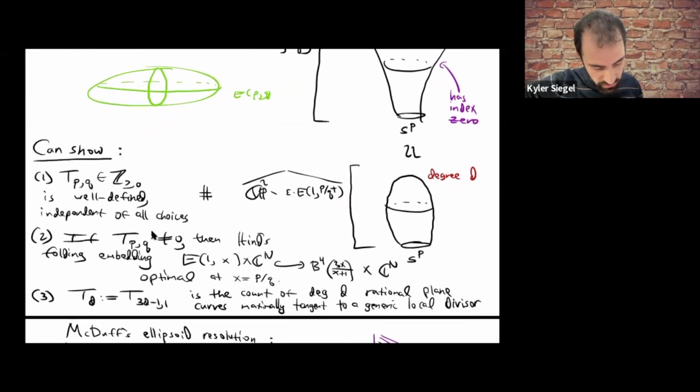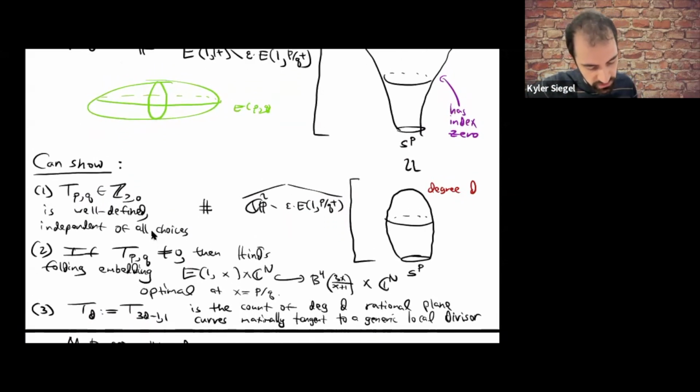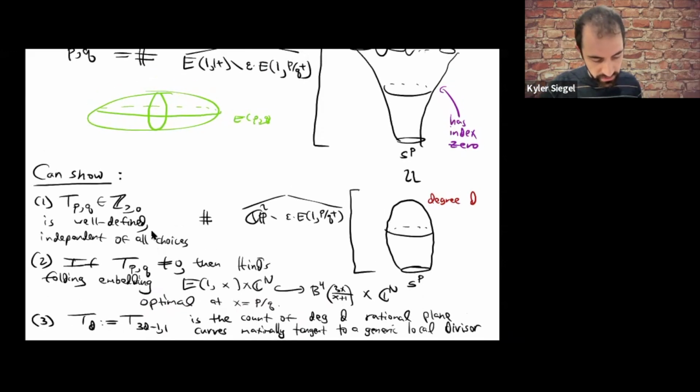And well, we showed with McDuff that this actually has an interpretation as the count of degree D rational plane curves, just curves in CP2, which have a maximal tangency condition to a generic local divisor at a given point. So it's sort of like an analog of Kontsevich's count of rational plane curves passing through 3D minus 1 points, but now instead of point constraints, you just have a single constraint with a maximal tangency condition required, where the tangency is to some generic divisor.